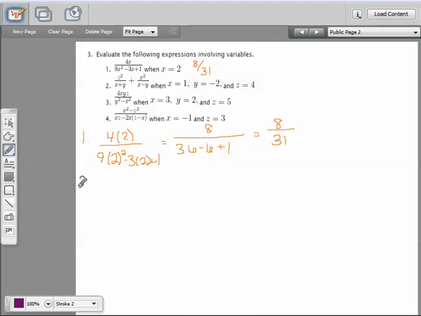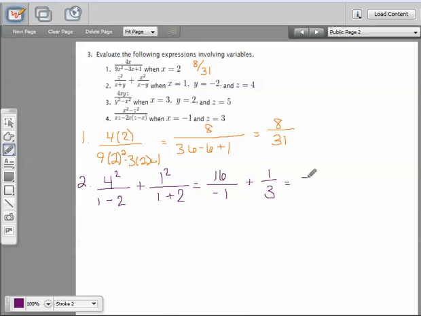For number 2, let's substitute and see what we end up with there. I believe that is a z squared in the numerator, so let's go ahead and make that a 4 squared over 1 plus a negative 2, so I'm just going to do 1 minus 2 there, plus, and I believe that's an x squared in the second numerator, so let's go ahead and make that a 1 squared. And we have 1 minus a negative 2, so that turns into a 1 plus 2 there. So I get 16 over negative 1 plus 1 over 3.